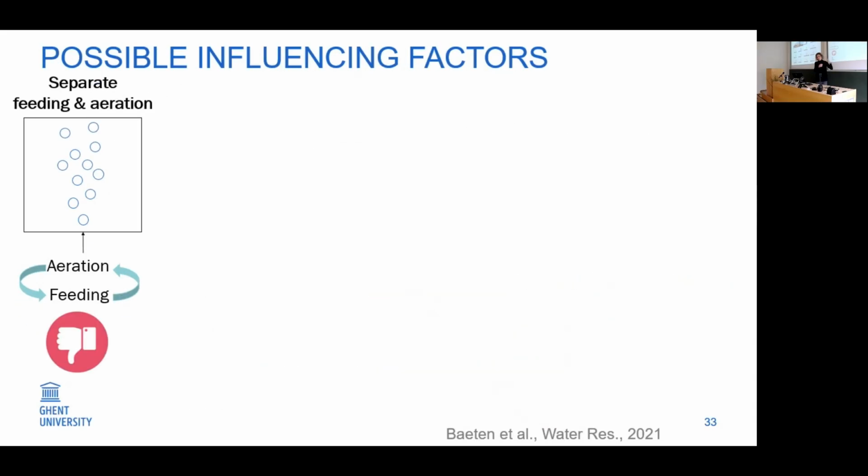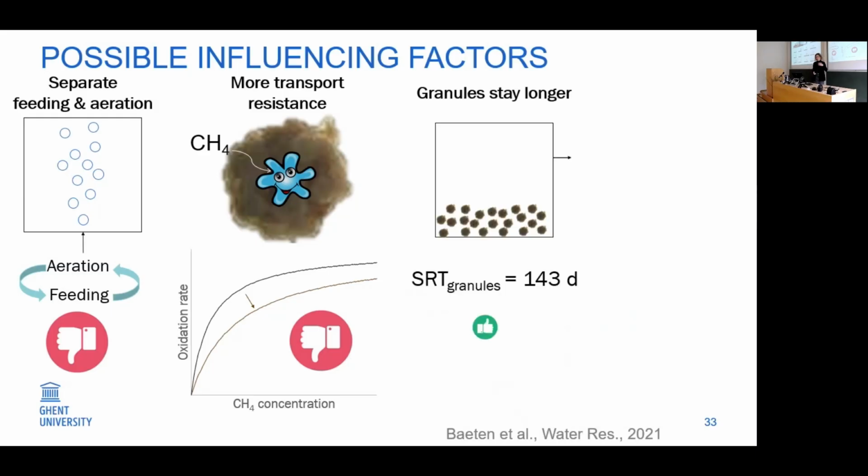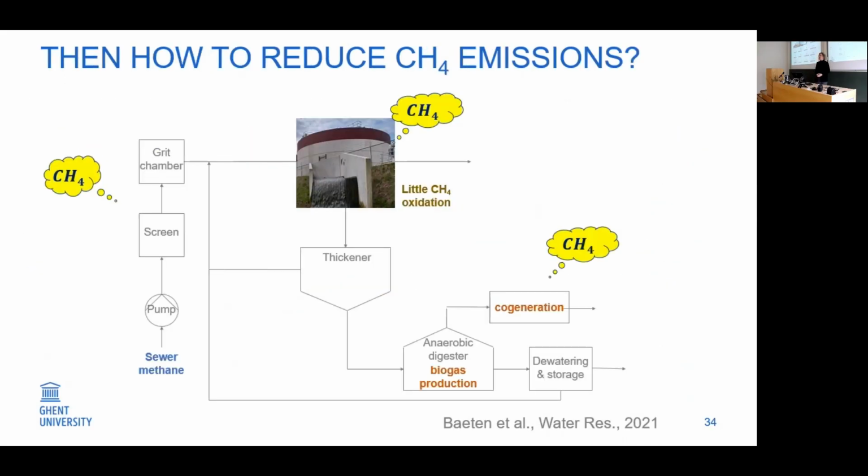So if we look at the effect of the separate feeding and aeration, it's bad. If we look at the fact that the bacteria grow in granules rather than in flocs, it's also negative. I will not give all the details here. The longer residence time indeed resulted in some improvement. The fact that the reactor is built higher hardly makes an impact because methane is so poorly soluble in water that it hardly has an effect. So that doesn't look very good for aerobic granular sludge reactors in terms of methane emissions.